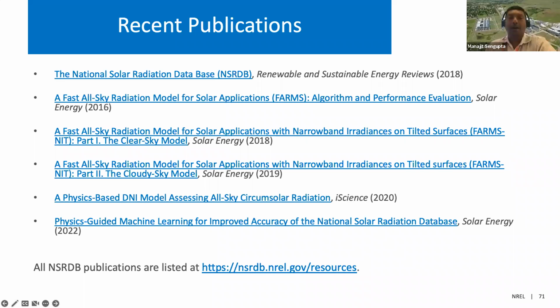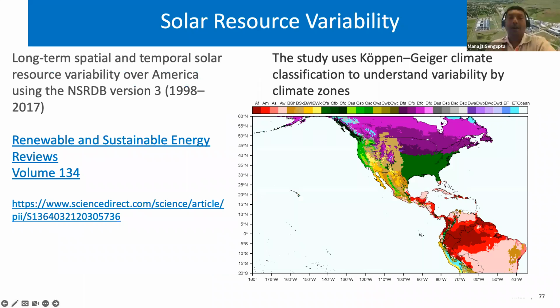Next slide. Then we also have a paper which analyzes the variability, because we have this long-term data set. We wanted to understand the spatial and temporal variability of the resource. This paper was also published in Renewable and Sustainable Energy Reviews, and is available from the journal. The full citation is, of course, available from our NSRDB website. Next slide.